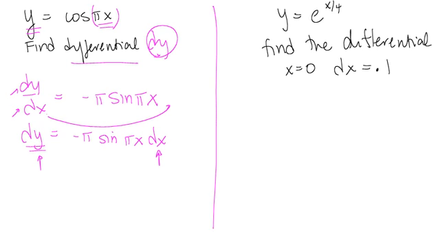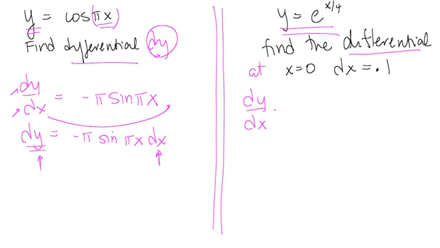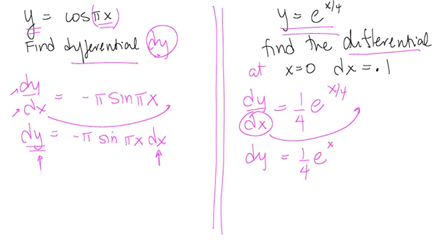So let's add a little bit of extra information into the next example. Here I'm giving a function and I want to find the differential at a specific point. So again, if I want the differential, I need to find the derivative, which is e to the x over 4 times the derivative of the inside, which is a quarter. I'm going to treat these separately, so I'm going to move the dx over. So dy equals 1/4 e to the x over 4 dx.